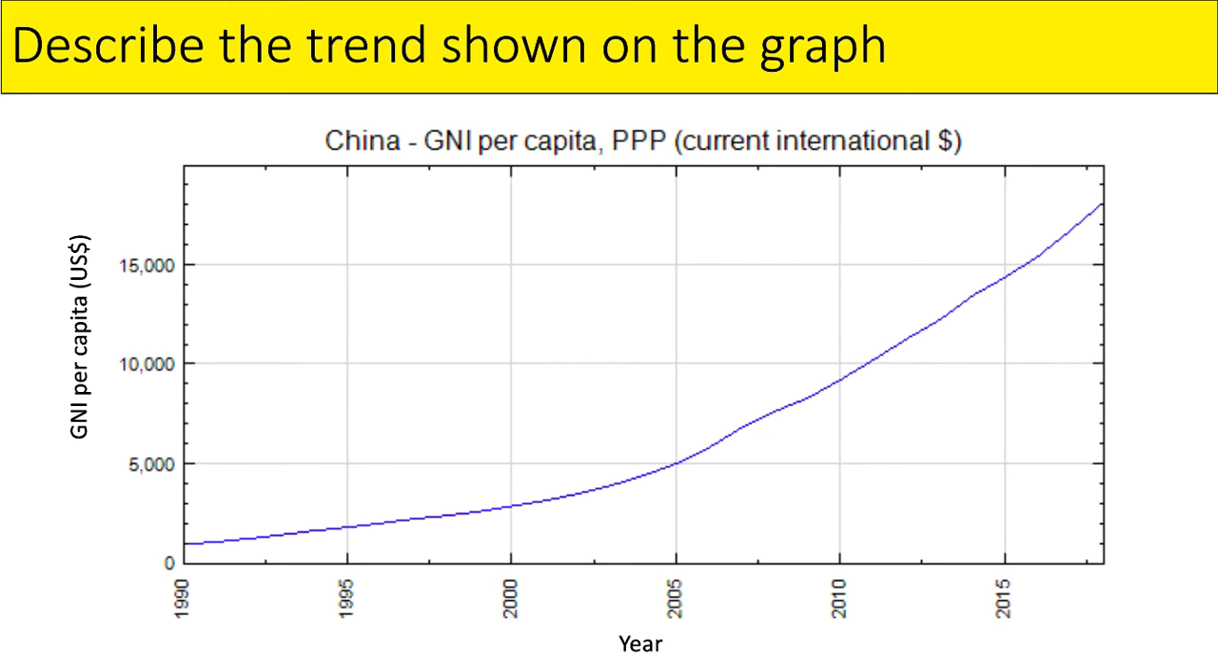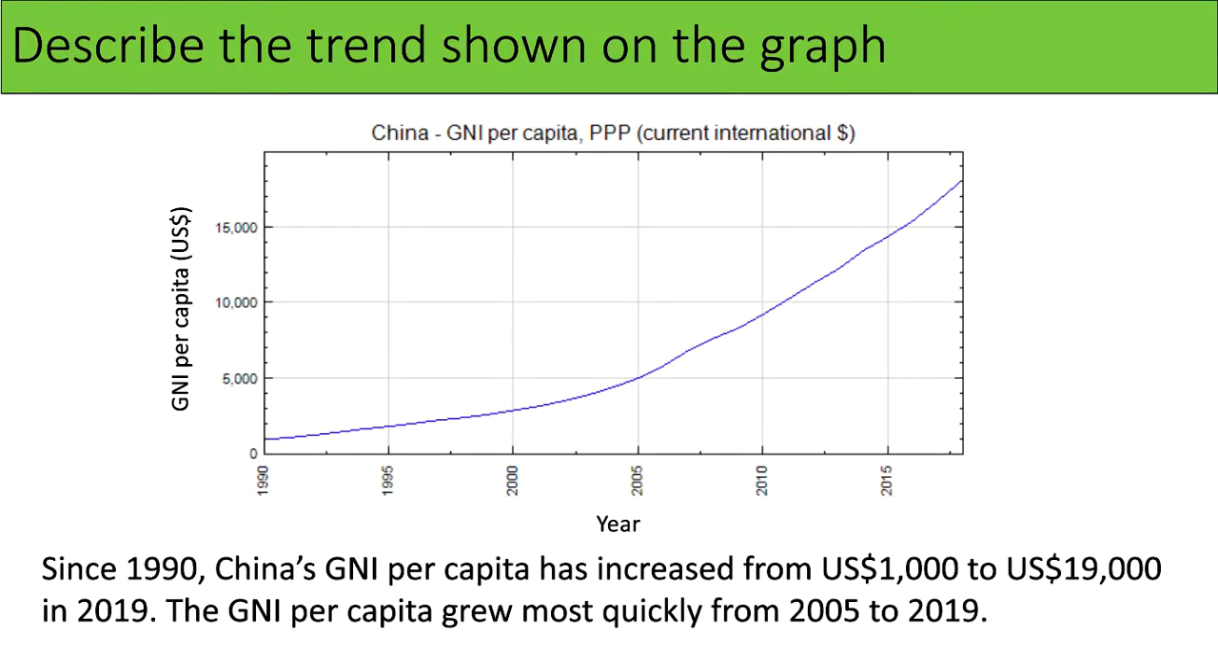So here is a graph of China's GNI per capita from 1990 all the way through to 2017. Describe the trend shown on this graph. So what has happened to China's GNI per capita from 1990 to 2015? Well, since 1990, China's GNI per capita has increased from $1,000 to $19,000.